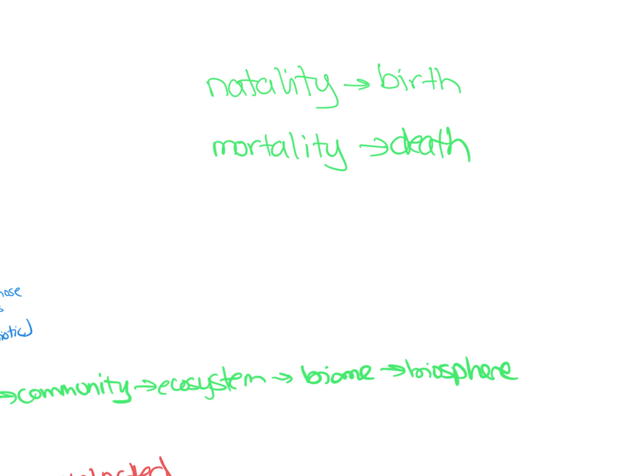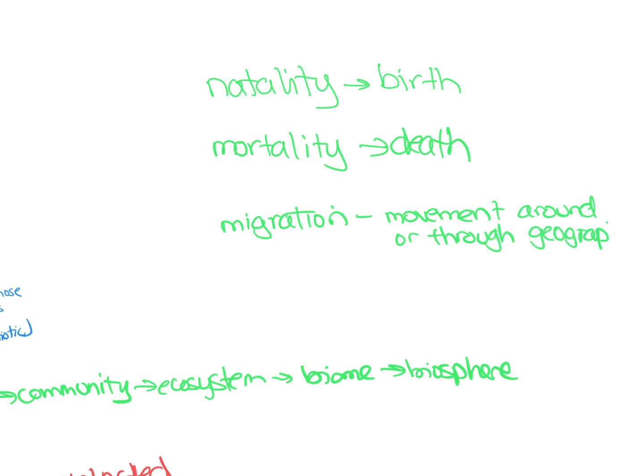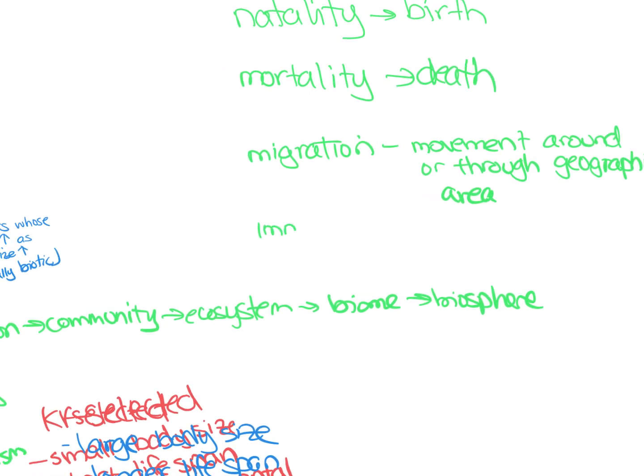What do we call it when organisms or individuals keep moving around in a given area? Like birds do it usually in the fall. Migration. So migration is movement around or through a geographic area. What do we call it when organisms move into an area? That's immigration. This is when organisms move in.